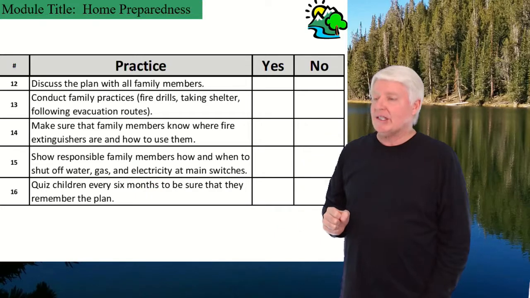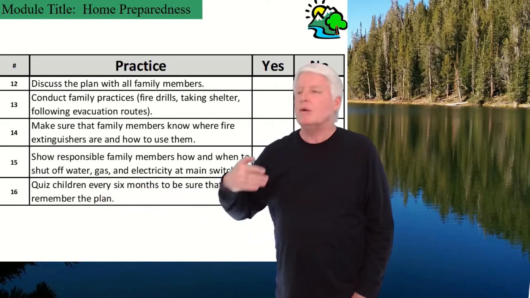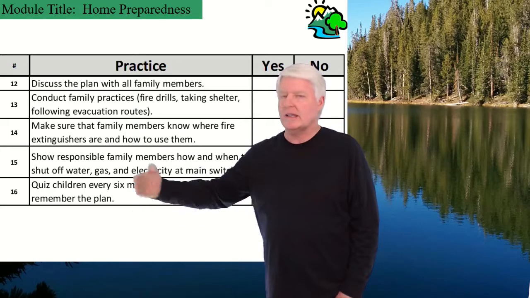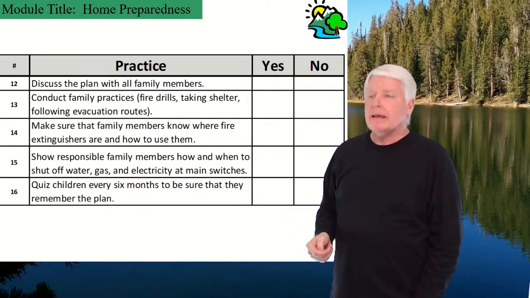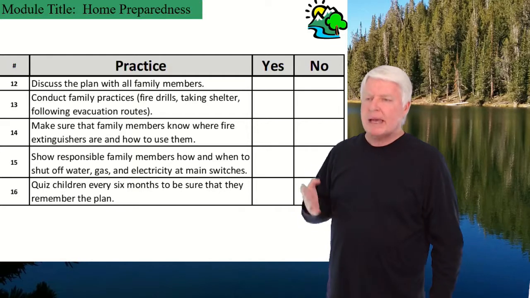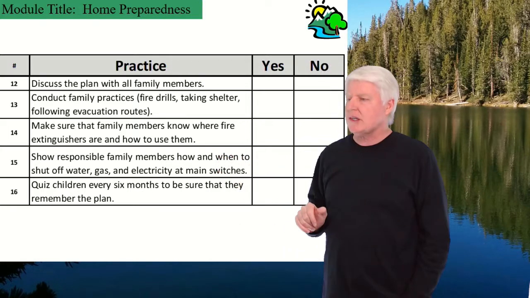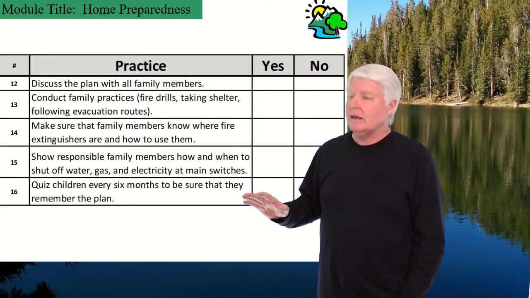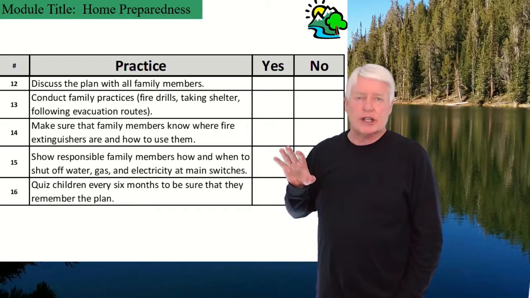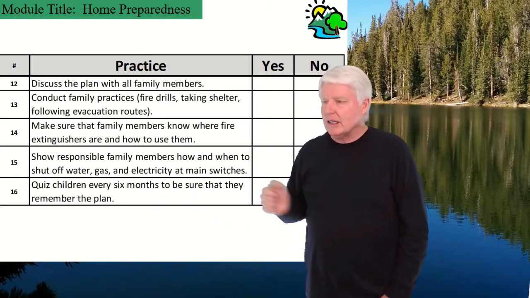Quiz children every 6 months to be sure that they remember the plan. That's what I meant earlier. Redundancy, especially for younger kids. They need redundancy. You know, you talk about people in the military, and they go to battle, and they're asked, man, isn't that scary, all these bullets flying around? They say, yeah, it can be kind of scary. But he says, to be honest with you, once you get in that situation, the training just takes over. That's pretty awesome. That's what we're asking you to do here.